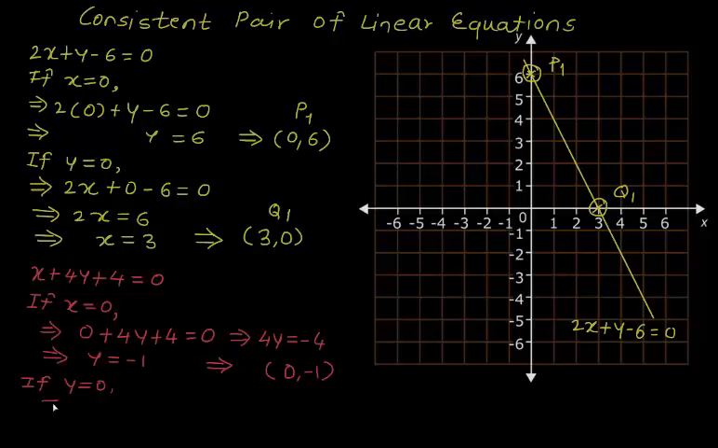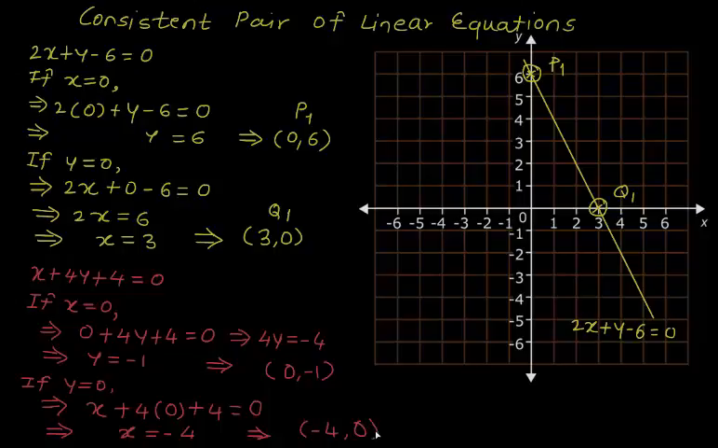Now let's assume the value of y as 0. So what we get? The equation will become x plus 4 into y, that means 4 into 0, because y has value 0, plus 4 is equal to 0. That means x plus 4 is equal to 0. If we subtract 4 from both sides, we get x is equal to minus 4. So at value of y equal to 0, x has value minus 4. So we got our next solution to this linear equation, where x has value minus 4 and y has value 0.